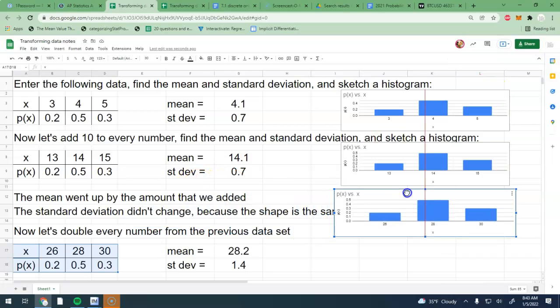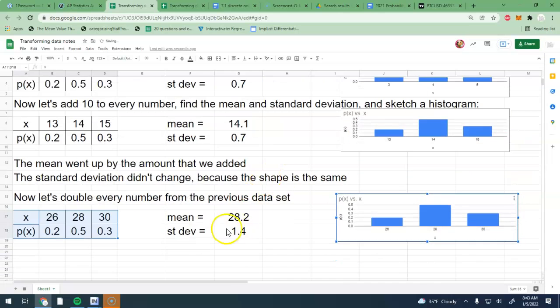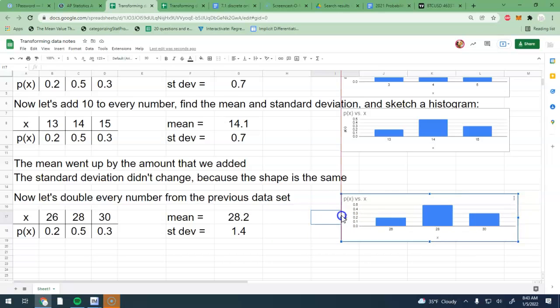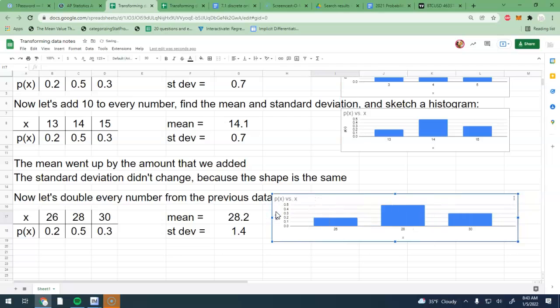Dang it, this is not going to show it how I was hoping it would. Did you get 28.2 and 1.4? So the idea is that the data is more spread out, but this graph didn't really show it very well because it just went by 2s instead of 1s. But 3, 4, 5 would be boom, boom, boom. And wouldn't 26, 28, 30 be more spaced out because there's 2 in between every number instead of 1?